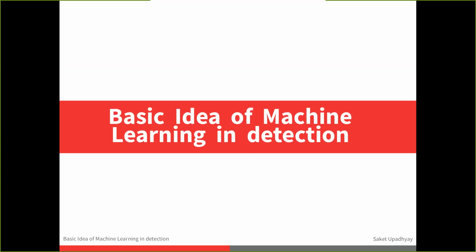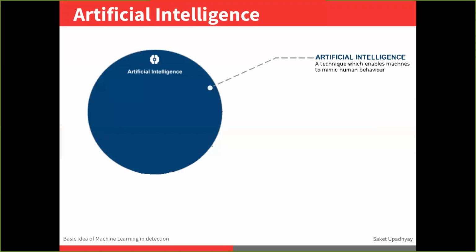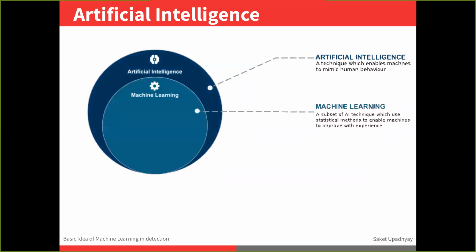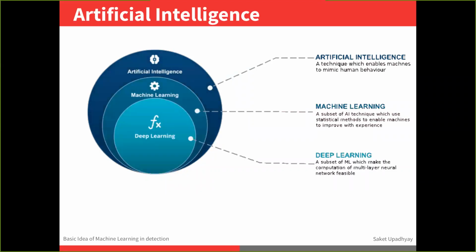So let's discuss the basic idea of machine learning in detection. First of all, we will talk about what machine learning actually is, and the difference between machine learning and deep learning, and where it stands in the overall artificial intelligence scenario. And then we will talk about what we need to do to identify malware with machine learning. So let's talk about machine learning and artificial intelligence.